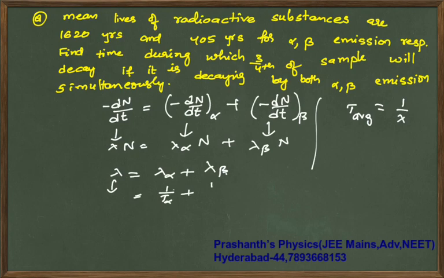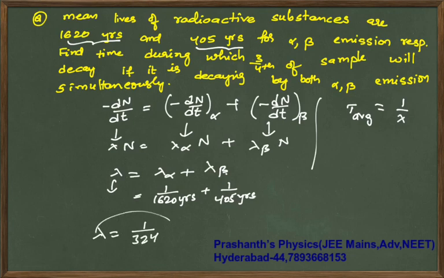Okay, so how much is that given? The average life is given as 1620 years and 405 years. So 1 by 1620 years plus 1 by 405 years. From here you will get lambda as close to 1 by 324.